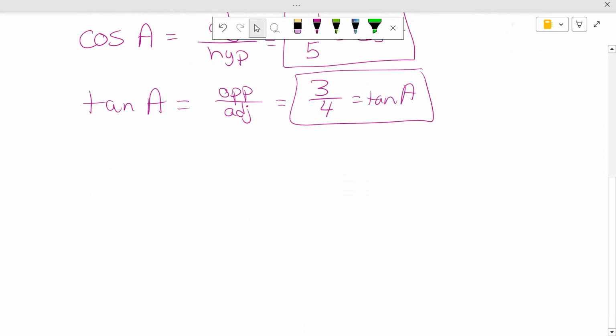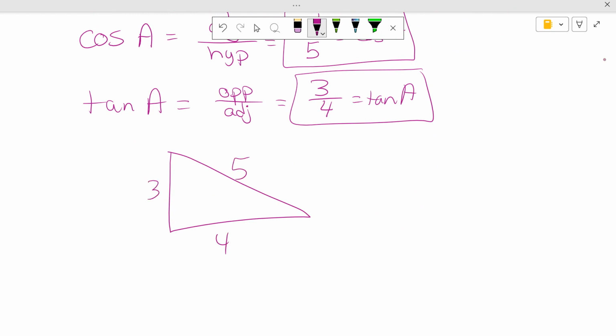Okay, so let me draw another triangle. That's 3, 4, 5. Now A, B, and C. Let's say I want the sine of B, the cosine of B, and the tangent of B.